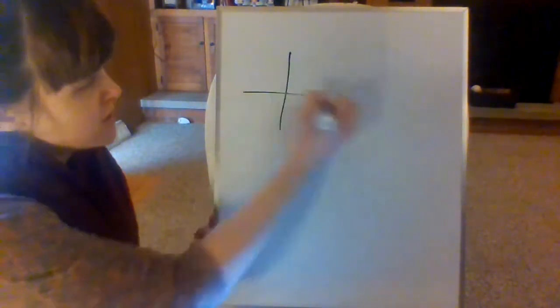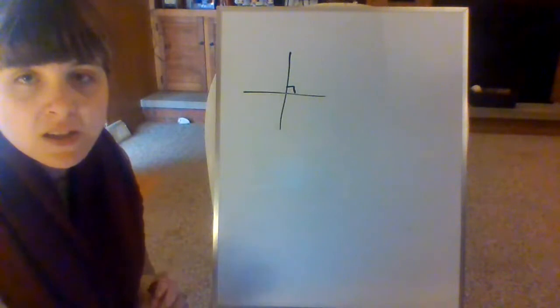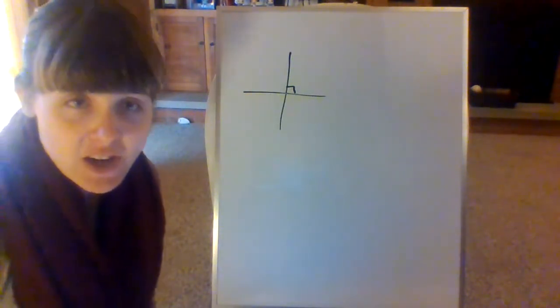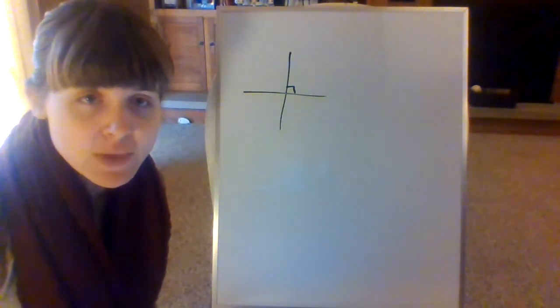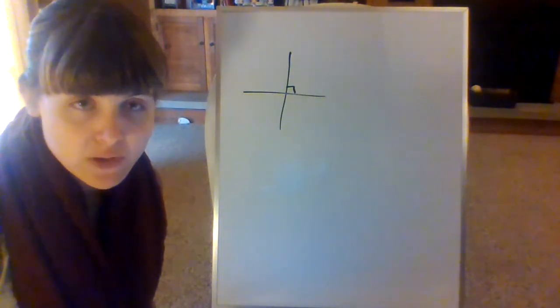So yesterday we talked about writing equations of parallel lines, and that's where they had the same slope. Today we're going to talk about perpendicular lines. And perpendicular lines cross at a 90-degree angle, so, like this. Okay, so they cross at a 90-degree angle, and to do that, their slopes have to be negative reciprocals.